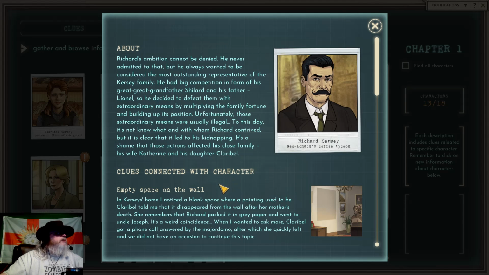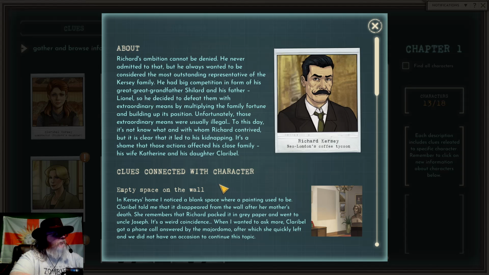Richard Kersey. Richard's ambition cannot be denied. I think this episode is going to be a catch-up on clues. He never admitted to that, but he always wanted to be considered the most outstanding representative of the Kersey family. He had big competition in the form of the great-great-grandfather, Gillard, and his father, Lionel. So he decided to defeat them with extraordinary means by multiplying the family's fortune and building up its position.